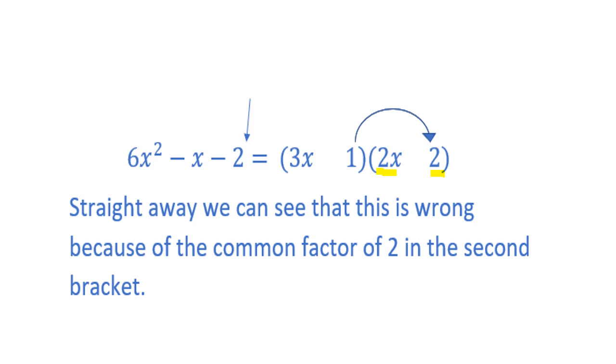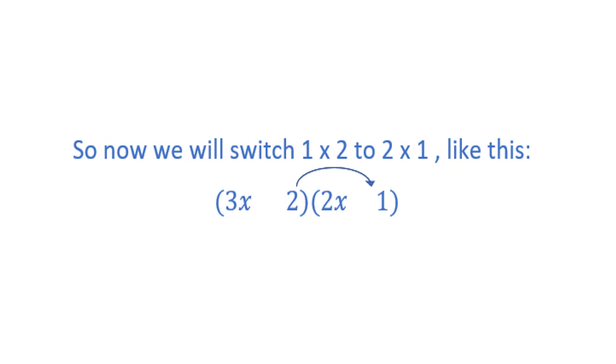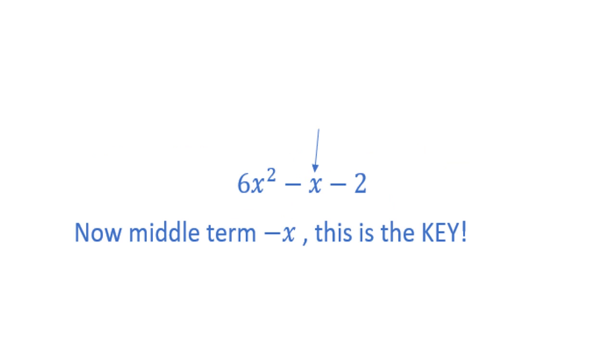So we'll have to change it. Instead of putting 1 times 2, we'll probably go for 2 times 1. And I've just done that. I've put a 2 there and a 1 there. Okay, now let's see how we get on with this. Right, we've got to consider the middle term minus x. It's the key to everything. And this is what we'll check in our brackets.